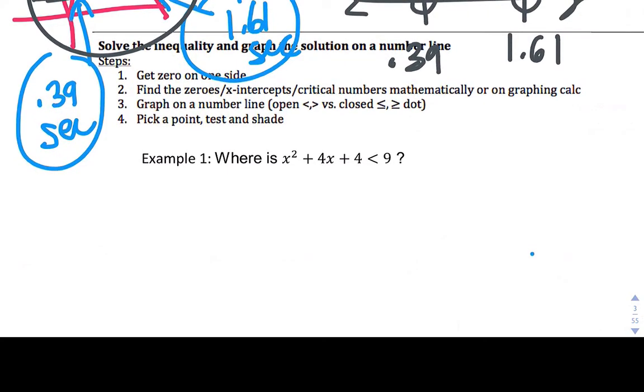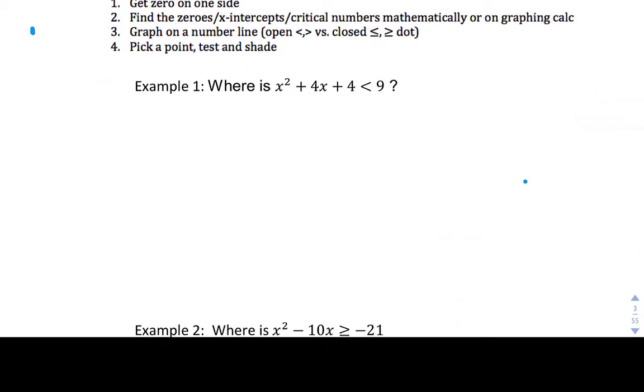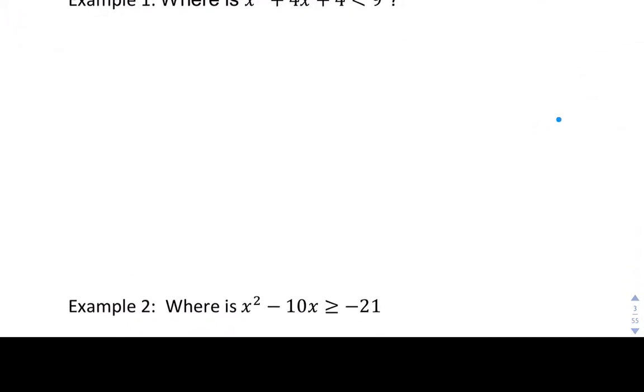Okay, so here it is. How do you solve an inequality and graph it on a number line, a 1-dimensional number line? Okay, so here are the steps. You want to get 0 on one side. Why? So we can use quadratic formula. And then we use quadratic formula to find the zeros. And then we put it on a number line. We do have to pick a point, test, and shade. So let's, again, do these steps right here for this problem.